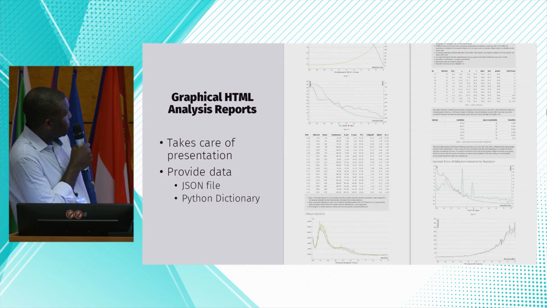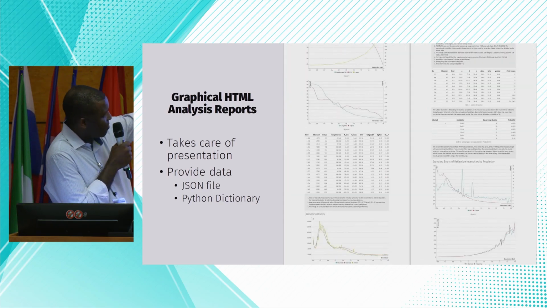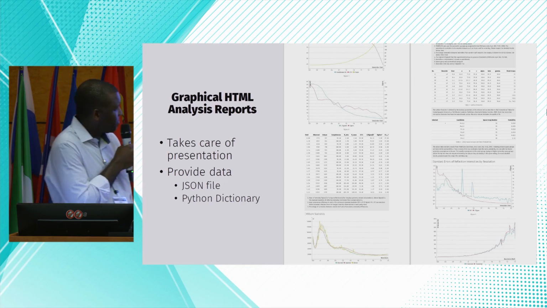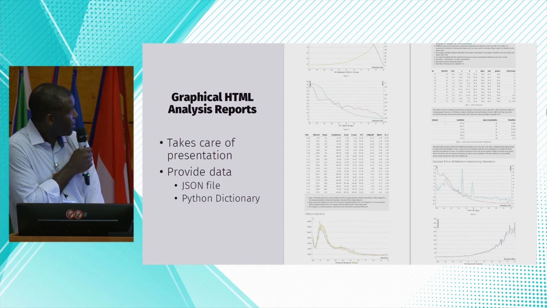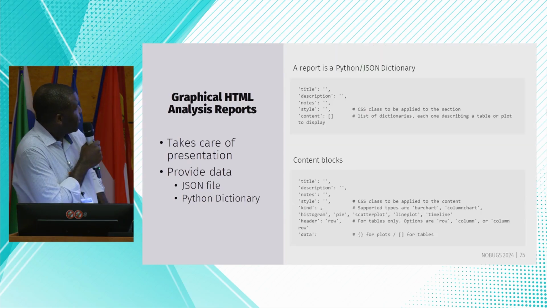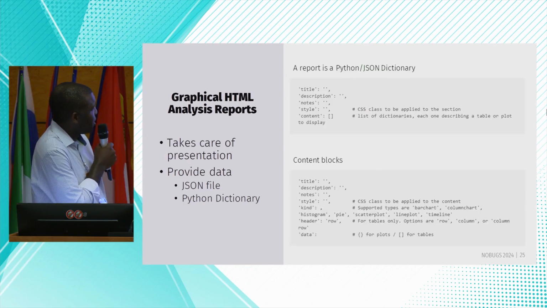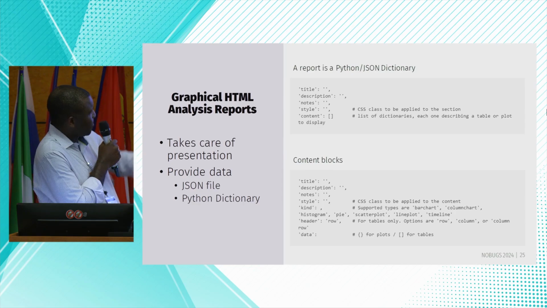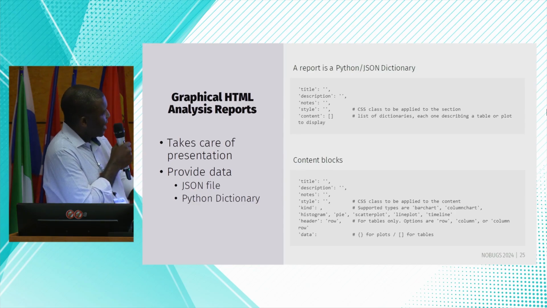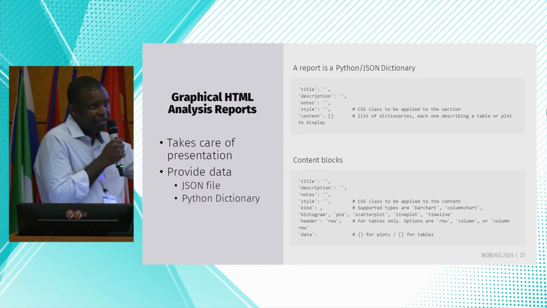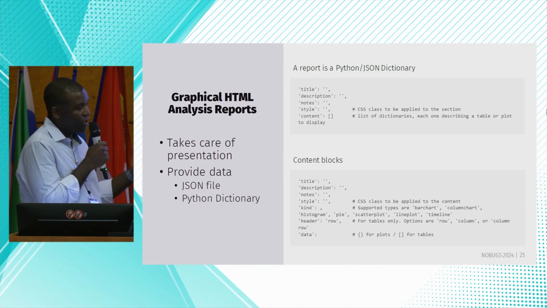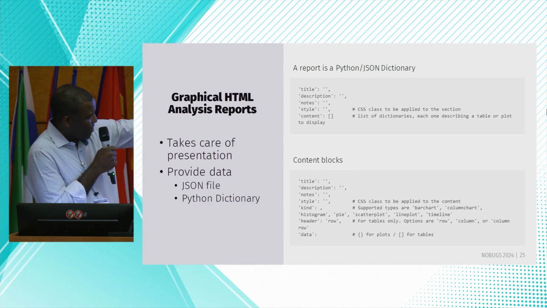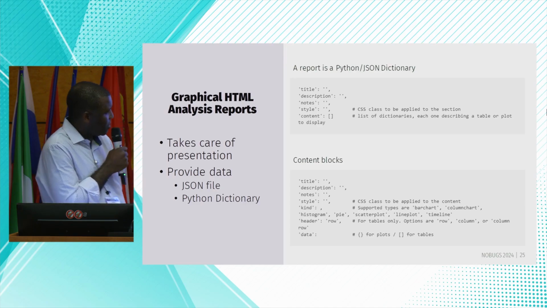So here are some examples. This is a data analysis report from AutoProcess that is displayed within MX Live and also within AutoProcess. The report is generated, as I mentioned, from a Python dictionary, and you specify content blocks. Each content block specifies the type of report section you want to generate. It could be a table, or it could be a plot, and those are the various types of plots that are possible.